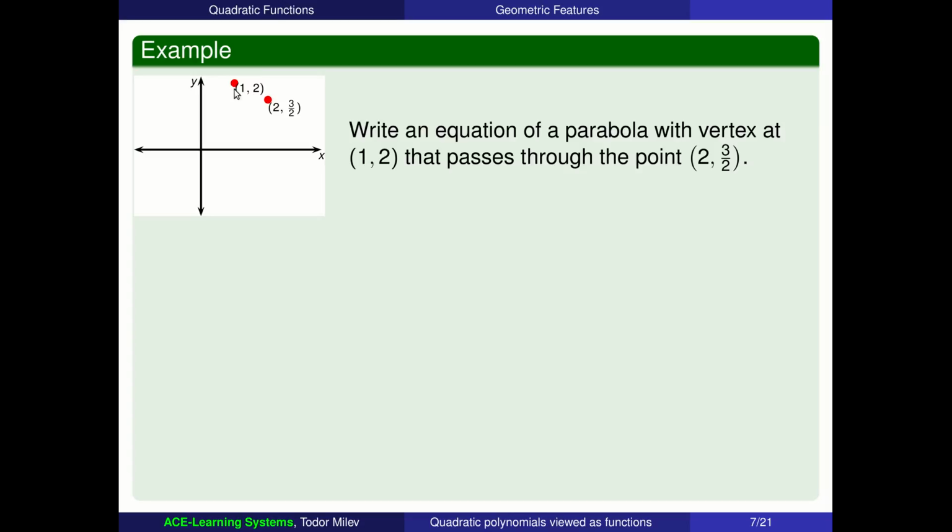First, the point with coordinates 1 and 2. So its x-coordinate is 1. So if I drop a perpendicular from the point to the x-axis, this will be the number 1. And this here would be the number 2. And then we have the point whose x-coordinate is 2. So that is 2. And its y-coordinate is 3 halves.